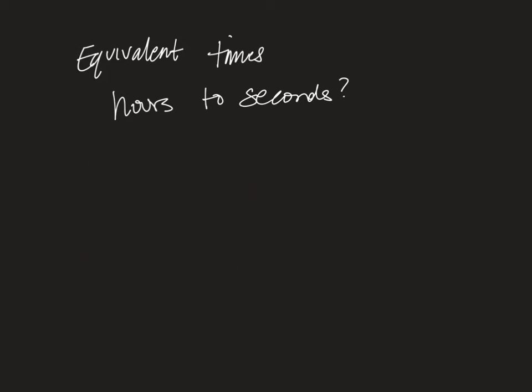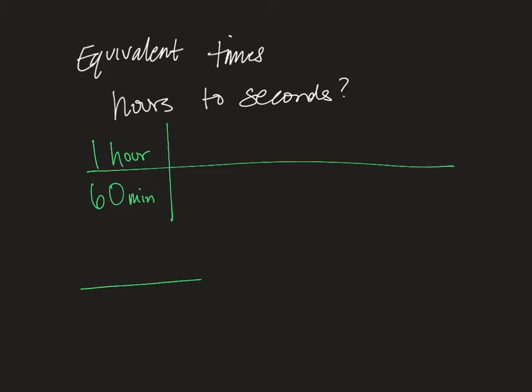So could I find how many seconds are in 1 hour? Could I convert from hours to seconds? Well, I could, but I need to do a little extra step. So I'm going to start with what I know about 1 hour. Well, I know that 1 hour equals 60 minutes, but I'm not sure how many seconds that would be. So I'm going to set up a different table and now move to my minutes and seconds. I know that 1 minute equals 60 seconds.